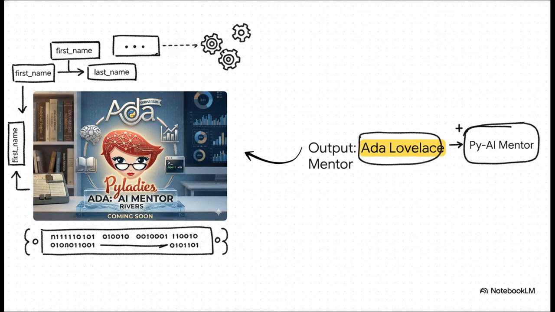This is actually a really fun nod to the upcoming PyLadies Rivers AI mentor, Ada. By storing the different parts of her name separately, our code was able to combine them dynamically whenever we needed to.